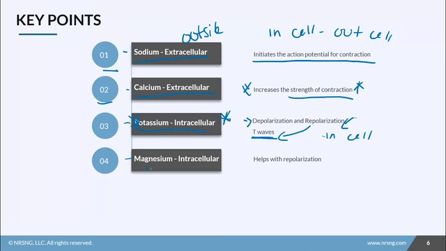And lastly, magnesium. Magnesium is also intracellular, and it helps with repolarization because it goes hand in hand with potassium. And just lastly, if mag is ever low, potassium is usually low. So always know your 2 lab values. Well, know every single lab value, but potassium and magnesium are that important because they also create a lot of arrhythmias, a lot of ventricular arrhythmias. So always got to know what they are.